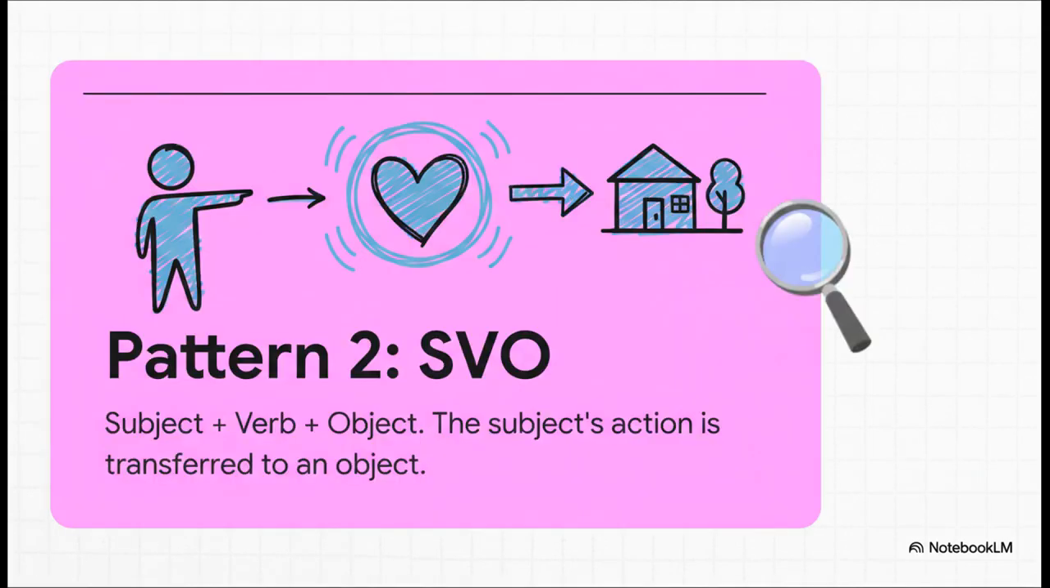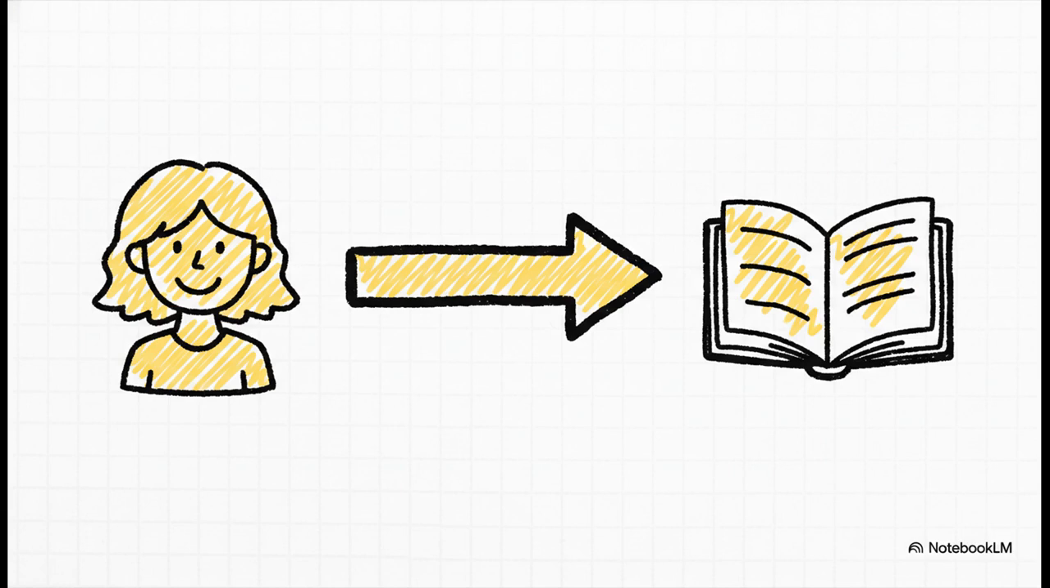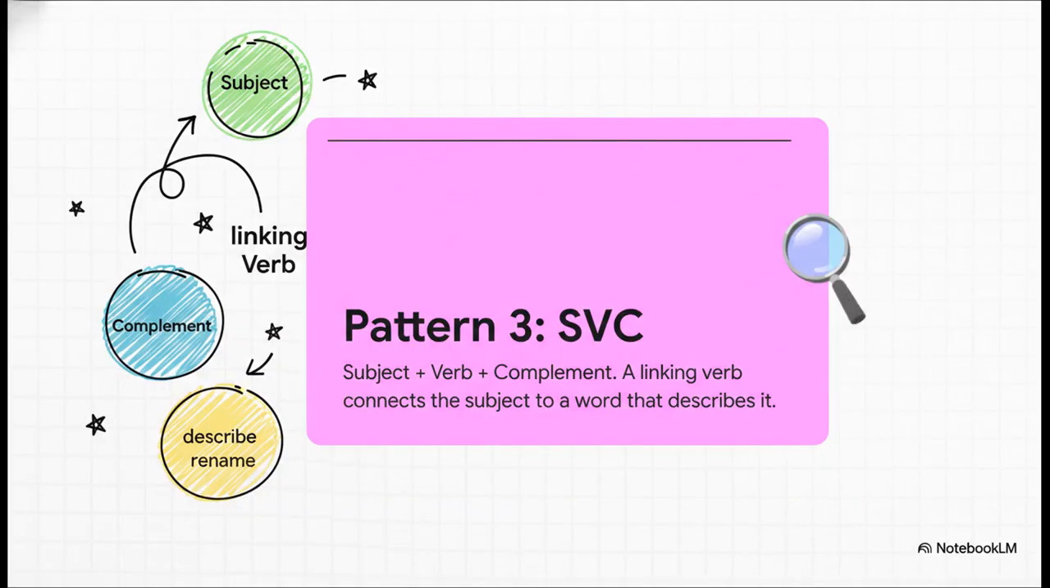Done. Okay, let's add a little something to that. Pattern 2 brings in an object. This is the SVO framework. Here, the subject's action gets transferred to something or someone else. This is the real workhorse of English sentences. You see it everywhere, because it's so clear. For instance, she reads a book. She is the subject, reads is the verb, and a book is the object. It's receiving the action. What does she read? A book. Easy, right?